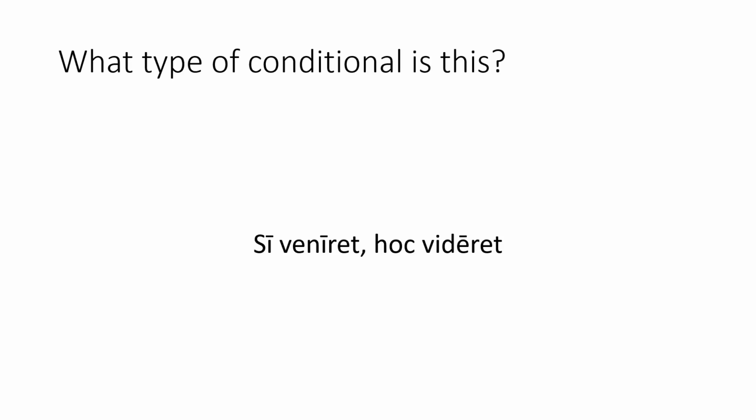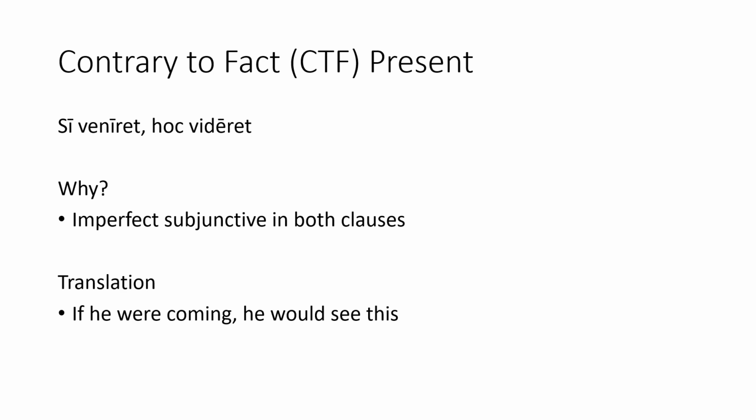What type of conditional is represented by the sentence, si venire hoc videret? If you guessed contrary to fact present, you were correct. Because both the verb in the protasis and the verb in the apodosis are imperfect subjunctives, this conditional has to be a contrary to fact present. It is translated as, if he were coming, he would see this.